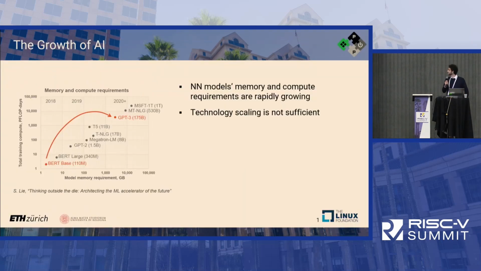In the past few years, the memory and compute requirements of NN models have been growing very rapidly. We witnessed 3 orders of magnitude in only 2 years. And in this context, hardware architecture is facing quite some challenges since we need to provide efficient support to train these kinds of networks. In this context, technology scaling is not sufficient, and we do require algorithmic and architectural advancements.